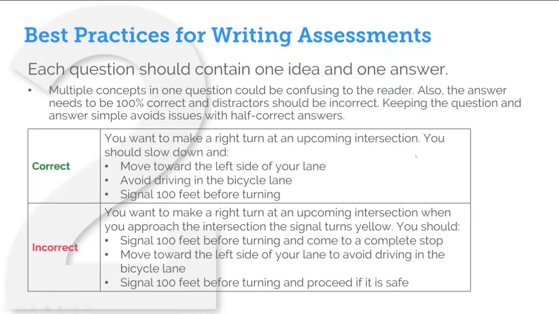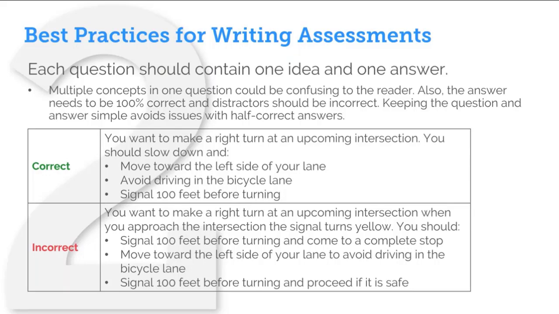Our second best practice is each question should contain one idea and one answer. Multiple concepts in a question could be confusing to the reader. Also, the answer needs to be 100% correct, and distractors should be incorrect. Keeping the question and the answer simple avoids issues with half correct answers. So I have a couple of examples here, and we want to make sure that we're on point with the question containing one idea and the answer being totally correct, or the distractors, the incorrect answers, being completely incorrect.